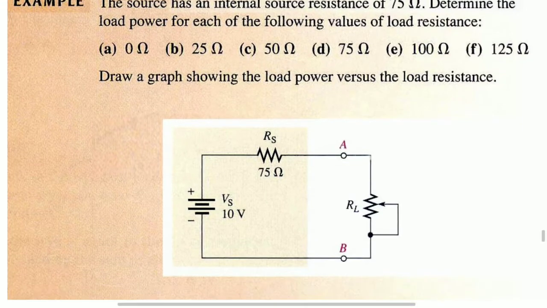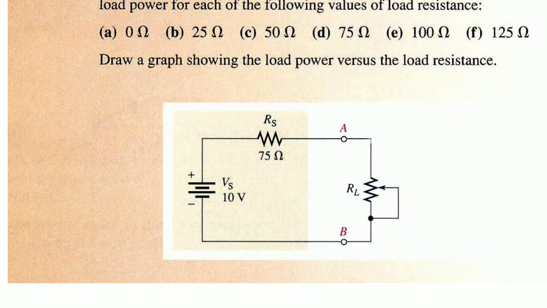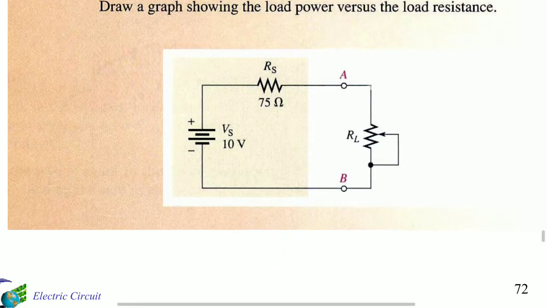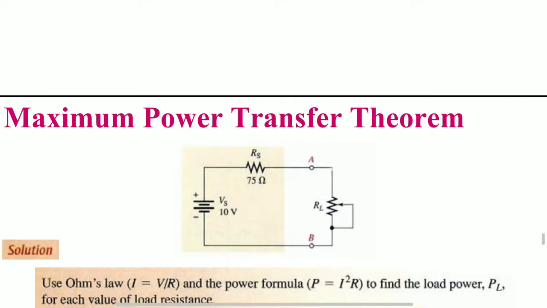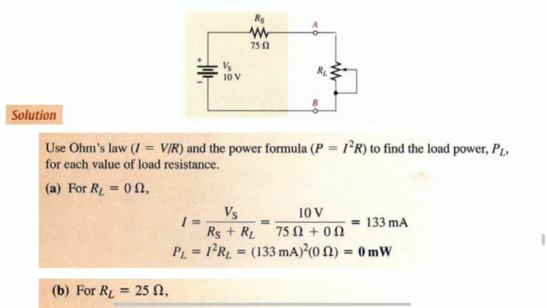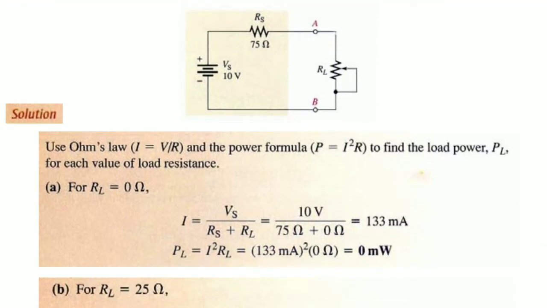See here the circuit. Vs is 10 volts and Rs is 75 ohms. RL is not given; it is variable. Load is always variable. So we substitute 0 ohms, 25 ohms, 50 ohms, 75 ohms, 100 ohms, 125 ohms, and observe under which condition we get the maximum.